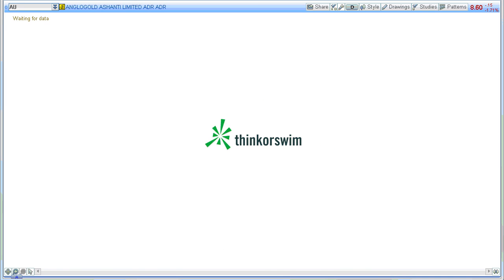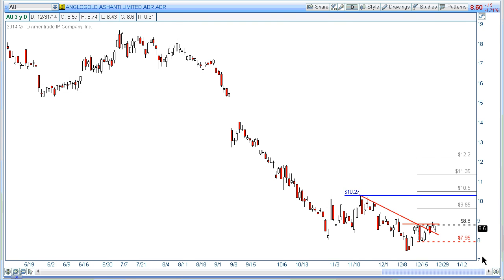And then here's the other one, another gold stock, gold miner. Again, we're looking for this pivot breakout at 880, so we're still waiting. Gold is down today right now. The gold future is trading down a little bit over $12.